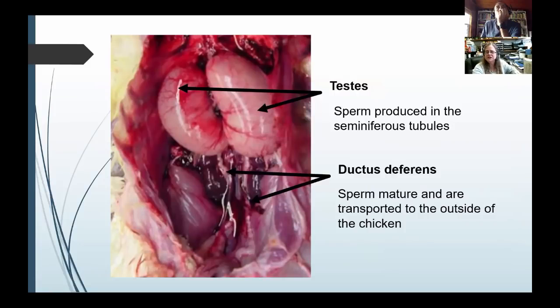In mammals, increasing the temperature of the testes can stop sperm production. Obviously, that is not the case with chickens, which even have a higher body temperature than mammals.